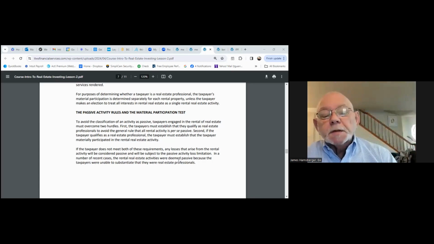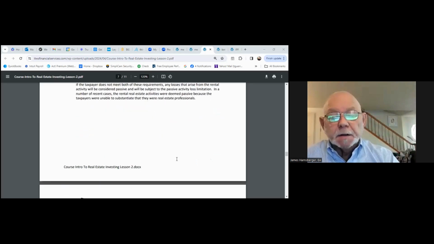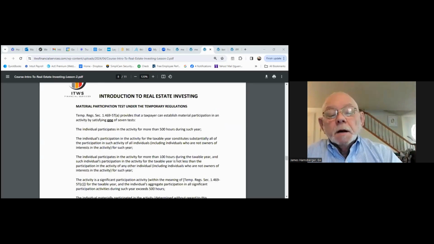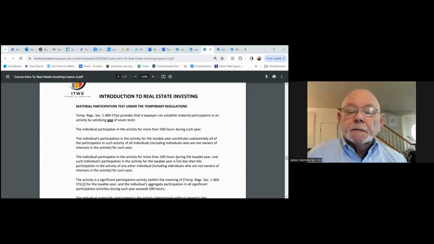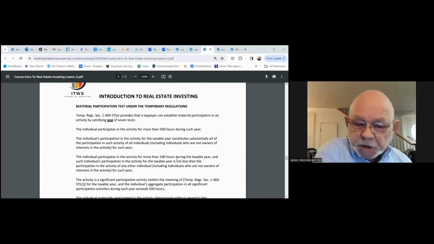We're doing this in order to avoid this general rule that the rental activity that we're engaged in is a per se passive activity. Material participation is different than active participation. And this is usually where taxpayers fail the test, because they cannot meet the material participation standard.